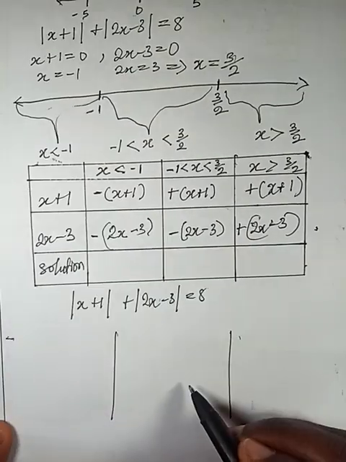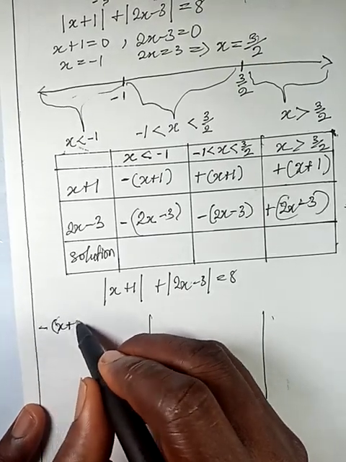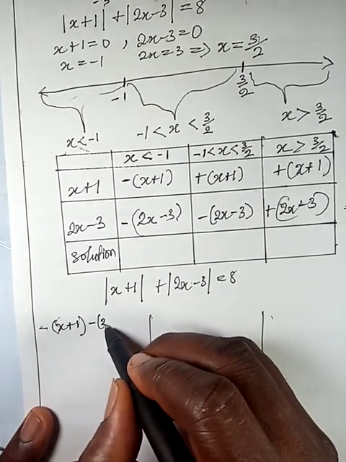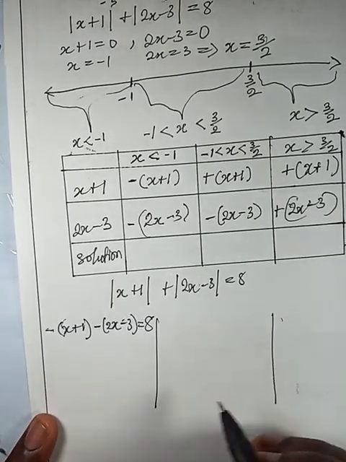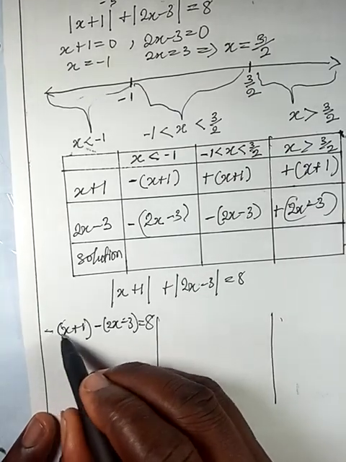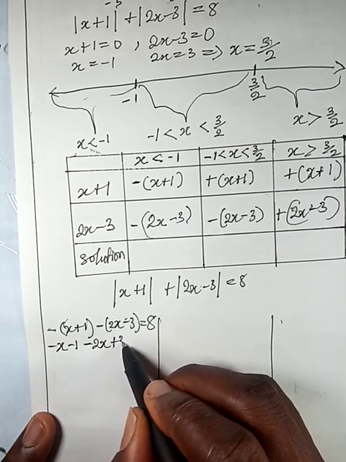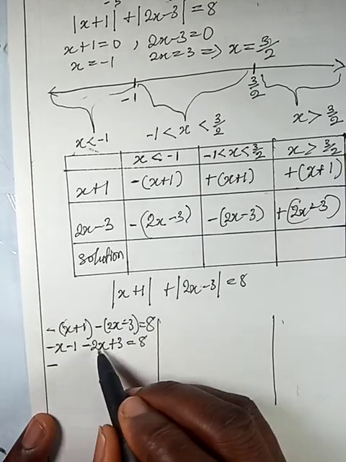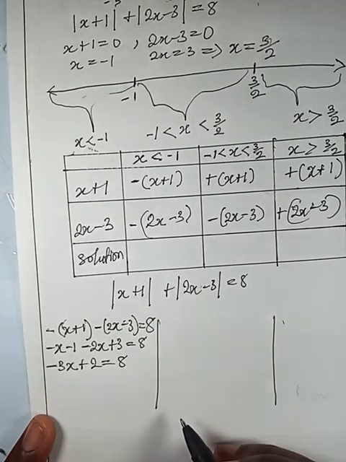Now I'm going to solve this is equals to 8. So here we have minus x plus 1. Now this is plus minus, this will change to minus 2x minus 3 is equals to 8. So we'll solve that and see what it will give us. When you open these brackets, you're going to have minus x, minus 1, minus 2x plus 3 is equals to 8.